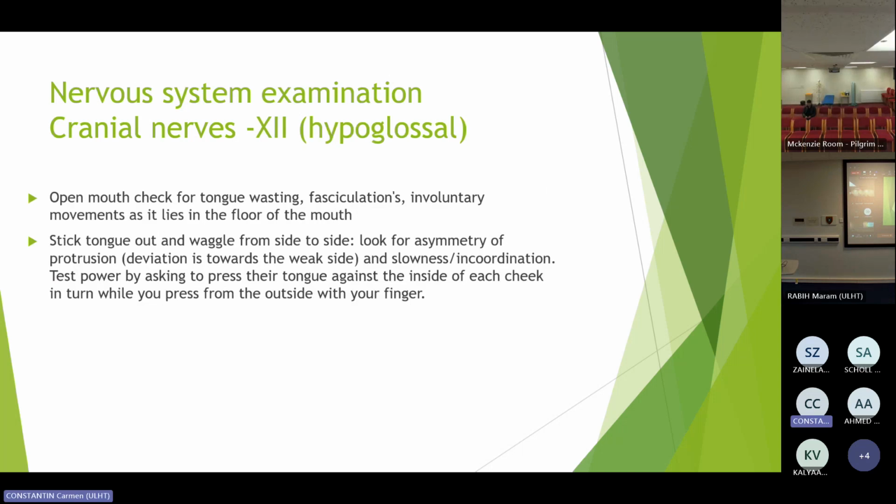The hypoglossal has to be checked, and we are checking it by asking the patient to open the mouth, checking for any of the following: wasting of the tongue, muscle wasting, fasciculations, abnormal movements of the tongue. The patient is asked to stick the tongue out and wiggle it from side to side. We are searching for any asymmetry or protrusion.